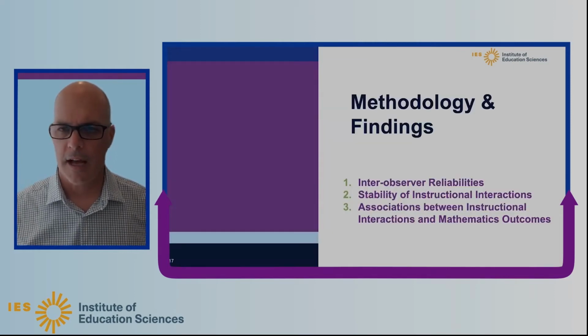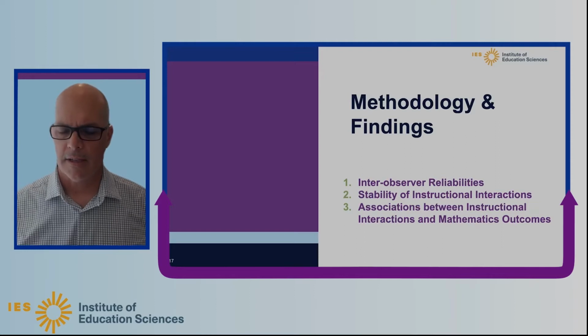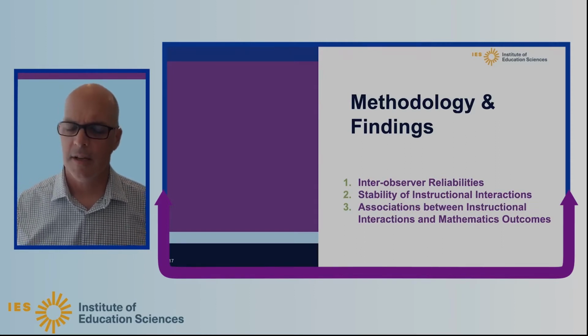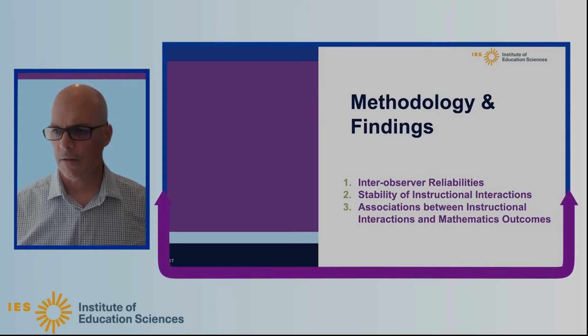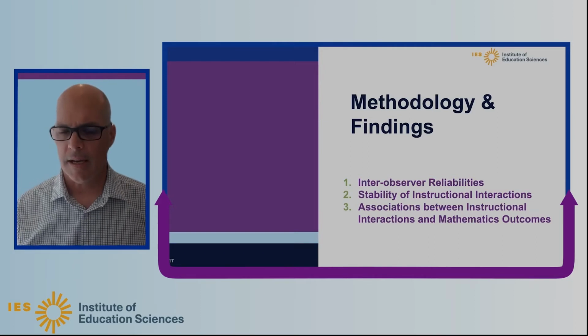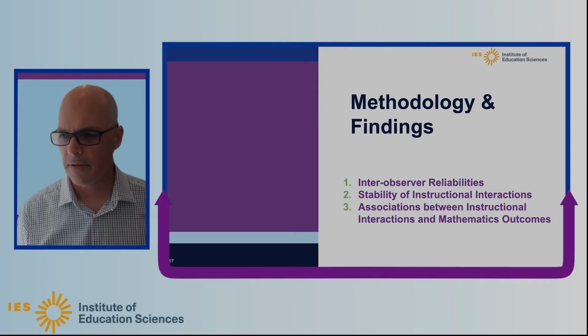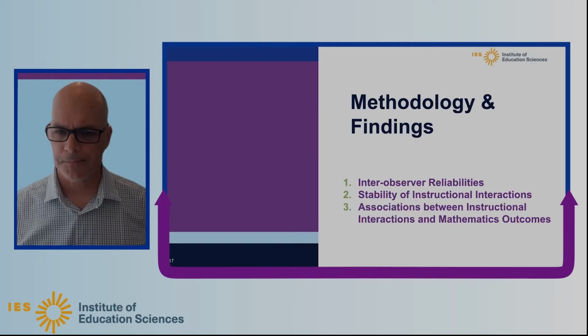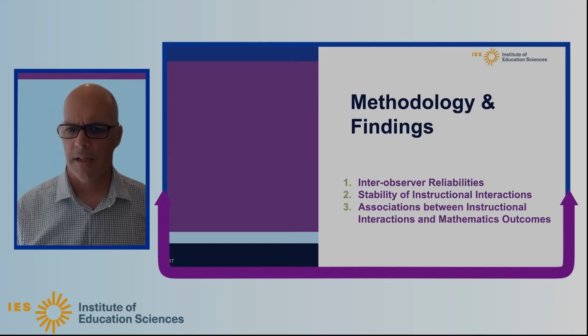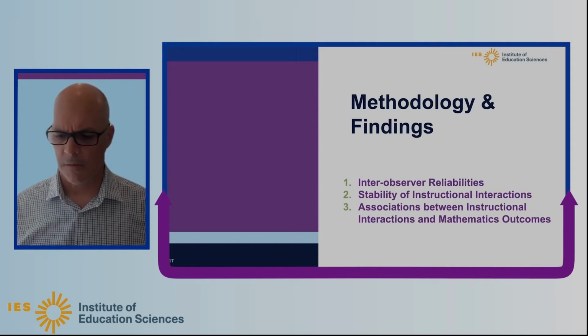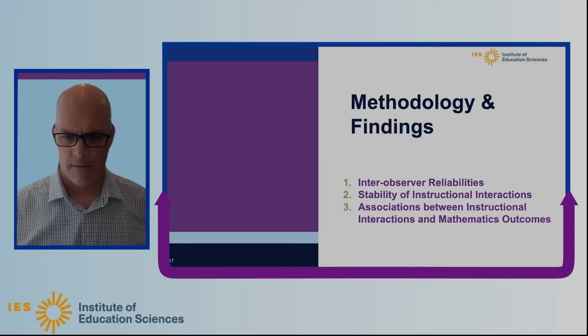So for the next part of the presentation, I'll go through briefly the methodology and discuss our findings around three aspects. One, just share some inter-observer reliabilities. Also talk about the stability of instructional interactions, which is critical for really having any predictive utility in terms of the behaviors that you code within an observation system. And then share some findings around associations between the instructional interactions and student math outcomes.